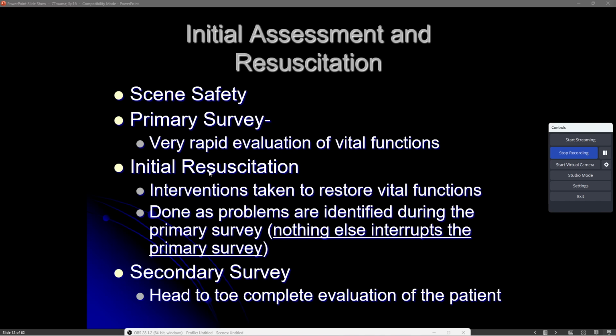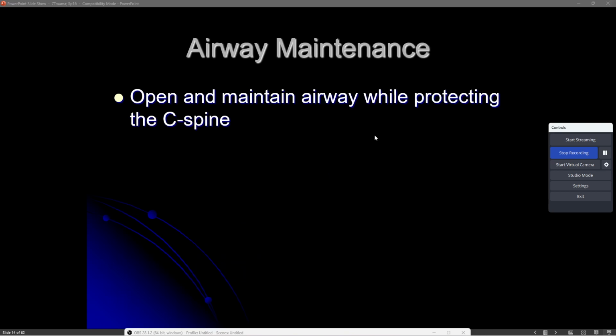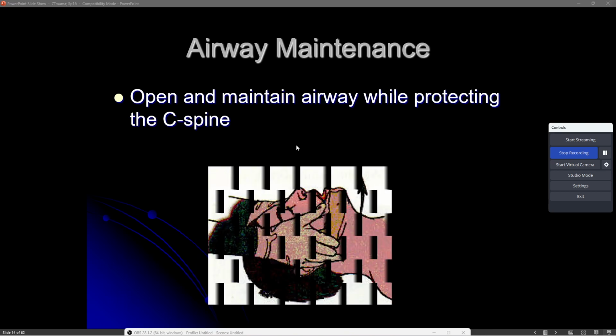If I ask what initial resuscitation is, pretty simple. Bam. Secondary survey, head to toe assessment in depth. So when we talk about our primary assessment, and I just mentioned it a minute ago, it's brief. Okay, we're looking at airway, breathing, circulation. They put disability in here, but really what we're looking at is neurological status, and then any exposure or environmental control. Okay.